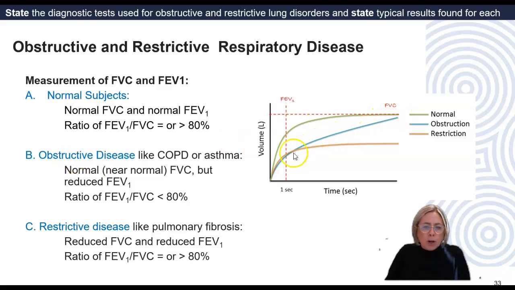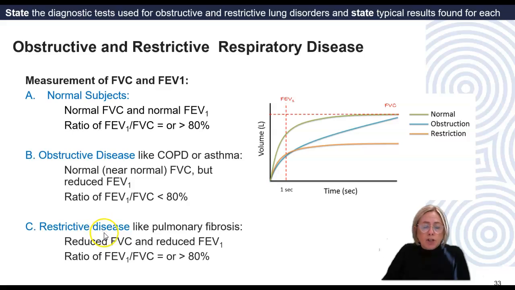However, if you look at the blue curve here now, it's very, very different. This will be an example of asthma. There is a normal or near normal FVC, so it's close to that normal one, but there's a much bigger reduction in the FEV1, right? And that makes sense because they have an obstruction in the airways, so they've got decreased airflow. So the ratio of the FEV1 to FVC is less than 80%. And the lower that percentage is, the greater the obstruction.